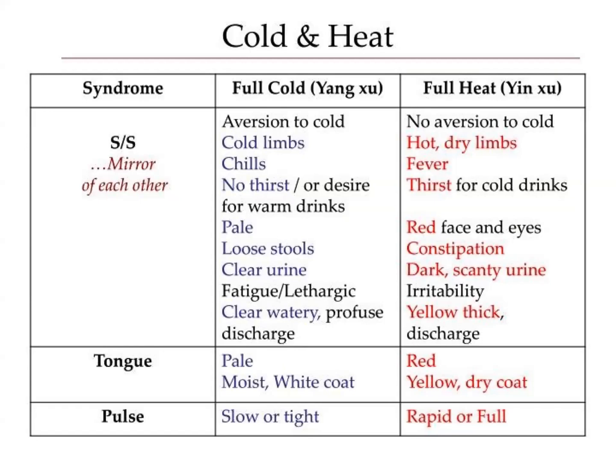And here in full heat or yin deficiency, signs and symptoms are no aversion to cold, hot, dry limbs, fever, thirst for cold drinks, red face and eyes, constipation, dark scanty urine, irritability, yellow thick discharge. And then the tongue is red with yellow dry coat. The pulse is rapid or full.